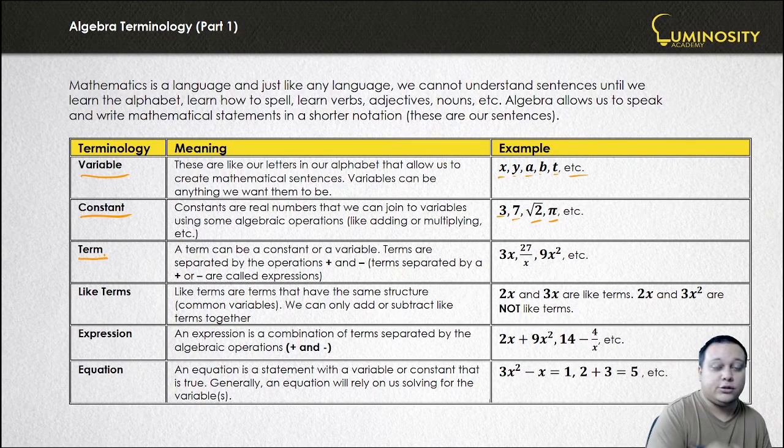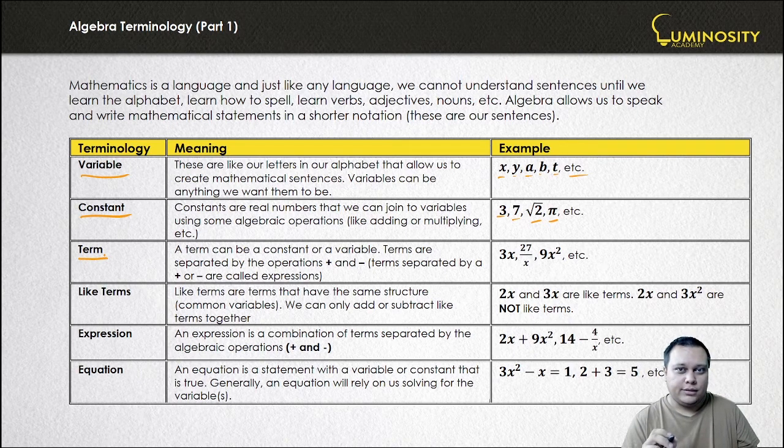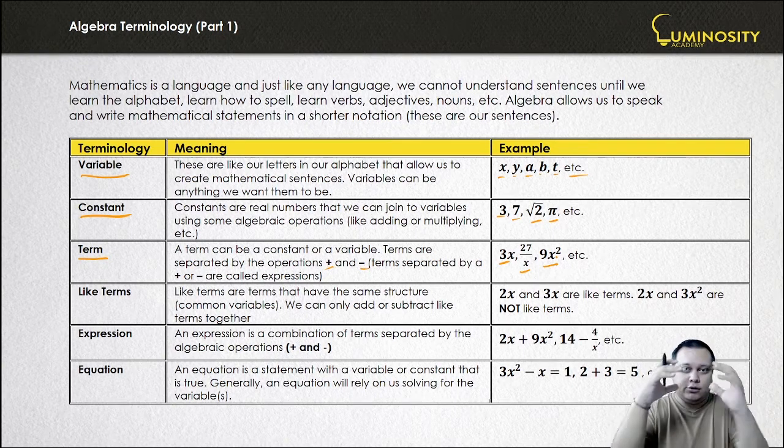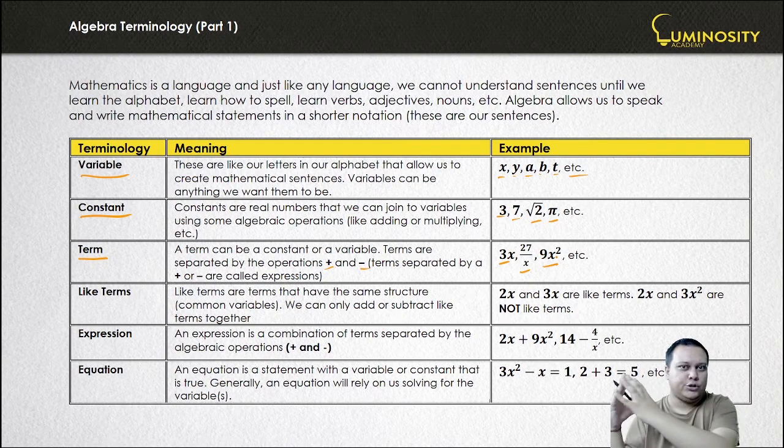Let's go on to what is a term. So a term can be a constant or a variable, right? And terms are separated by algebraic operations, plus and minus. Terms that are separated by a plus or minus are called expressions, and we'll talk about that again just now in the table. But essentially, what are examples of some terms? 3x by itself is a term, 27 over x is a term, 9x squared is a term. You can see it's usually joined together. It's like one term. All right, so that's why we speak of a term or multiple terms.